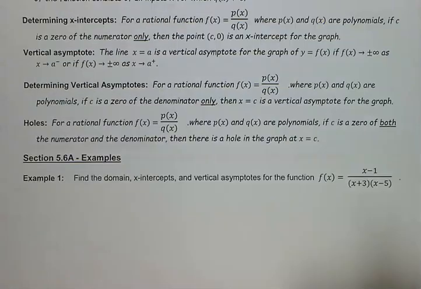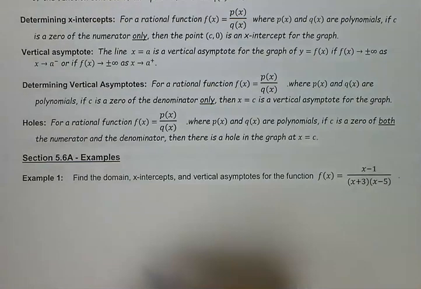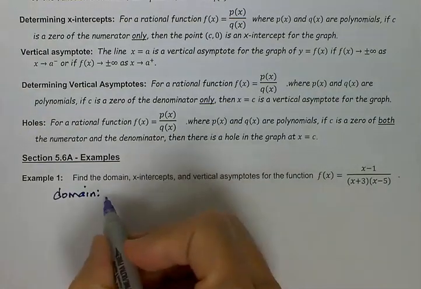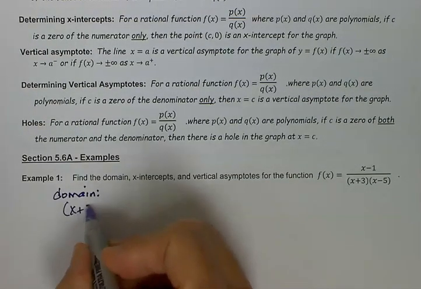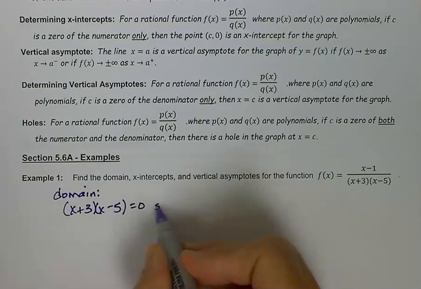In this example, we're going to find the domain and the x-intercepts and the vertical asymptotes for the function. Let's start with the domain. For the domain, we're looking at what values need to be excluded, and those are values that would make the denominator equal to 0. And if we have a complicated denominator, what we can do is take our whole denominator and set it equal to 0 and then solve for x.